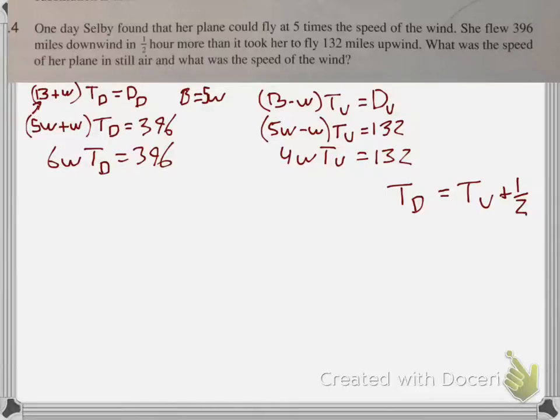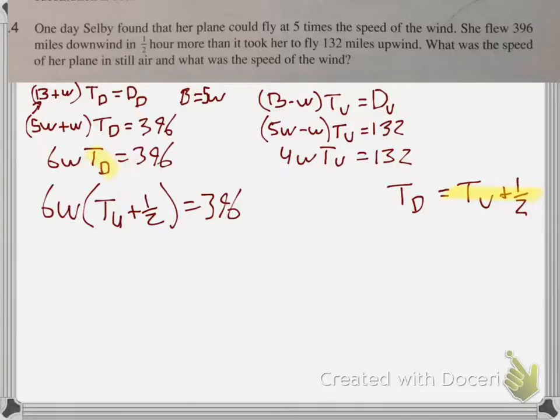What do you think I'm going to do? Yeah, I'm just going to substitute, guys. I am going to substitute this in for that. Okay, so what do we get here? I would get 6W times TU plus 1/2 equals 396. Yes?